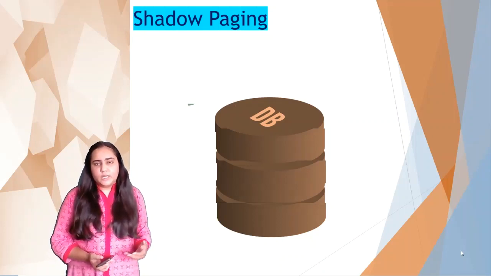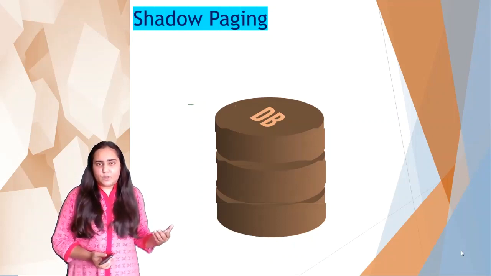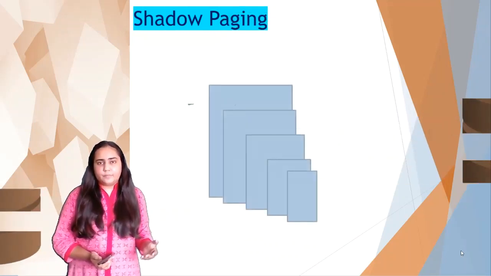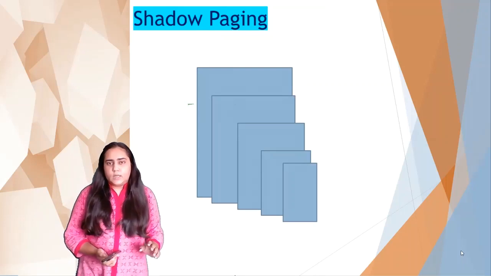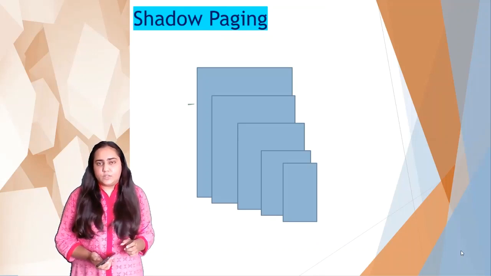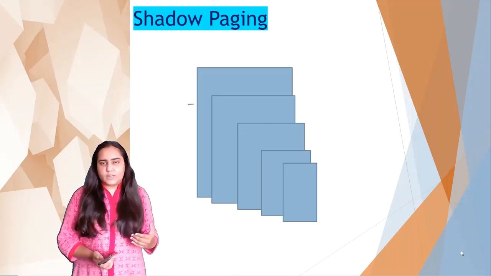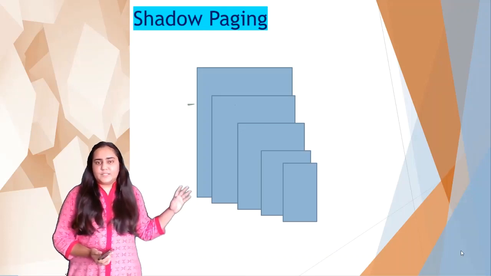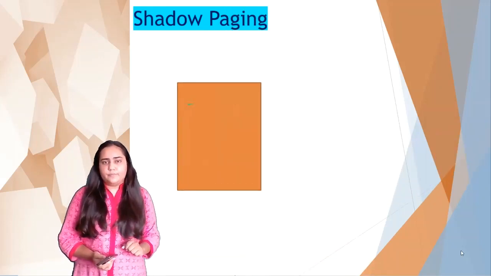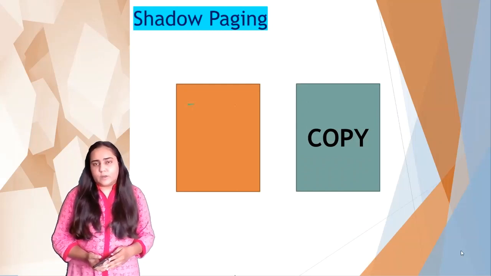In shadow paging, instead of copying the entire database to the main memory, the database itself is divided into several pages. And from these pages, it will be decided in which page exactly you want to make your changes. So for example, if I want to make all my changes in a table, and that table is present in this page, then I will only copy this page. So only this particular page is copied. Everything else does not need to be copied.